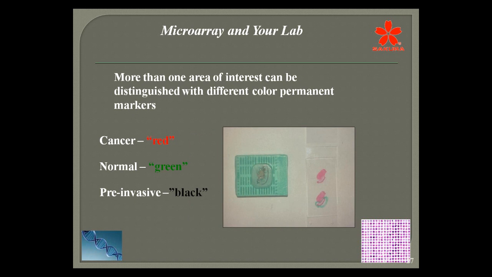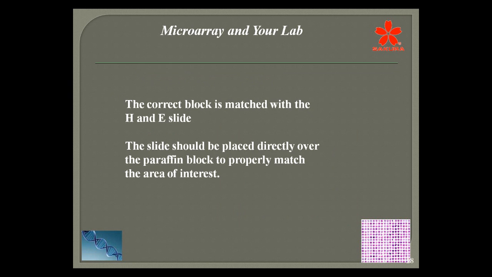Then you can mark that area of interest with a distinguished different color. For example, and these colors are not set in stone by no means, but cancer could be red, normal tissue could be green, and pre-invasive could be black. So you may select the area and determine what's going where in the TMA. You can color code it by using the type of ink there to highlight it.